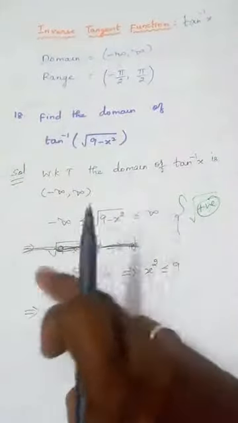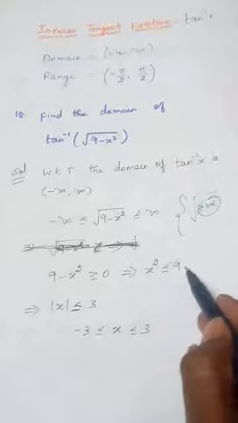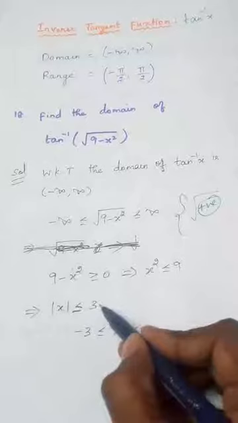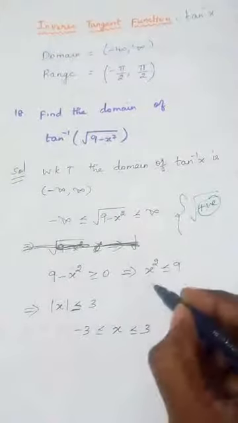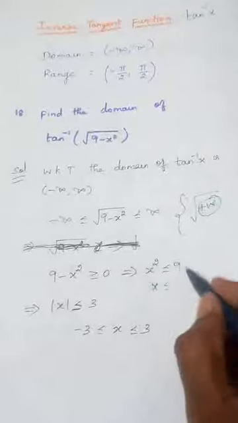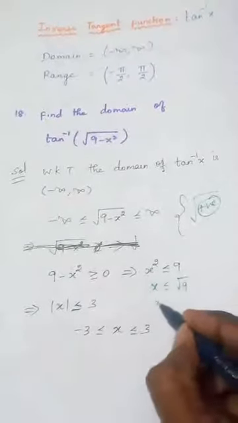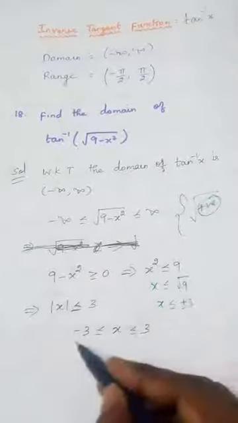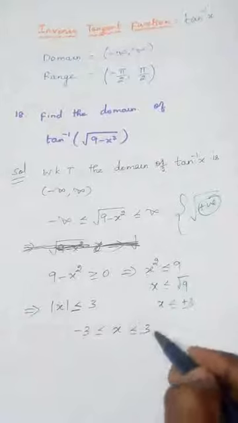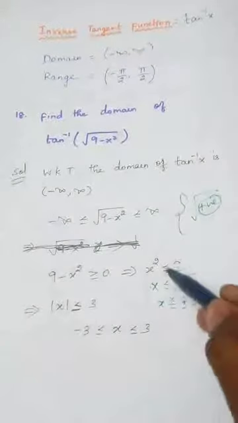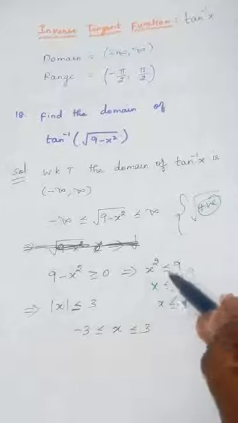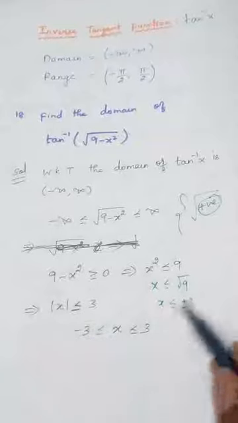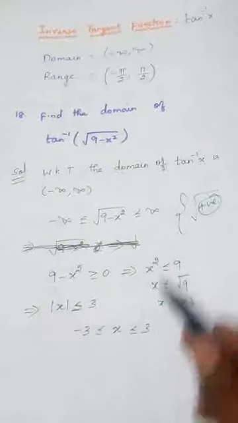So x square is taken to this side. So x square is less than or equal to 9. Or I can say that modulus x is less than or equal to 3. Yes or no? Or even I can say x is less than or equal to root 9, or x is plus or minus 3, that is written like this: minus 3 less than or equal to x less than or equal to 3. Hope you will understand this. So x square less than or equal to 9, square comes this side, square root plus or minus 3, and that is written like this. So this is the domain of this function.